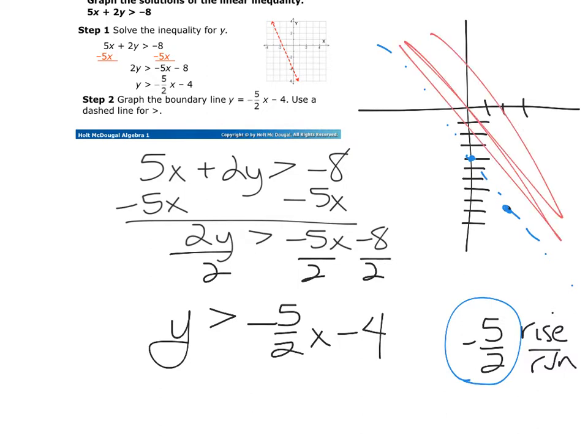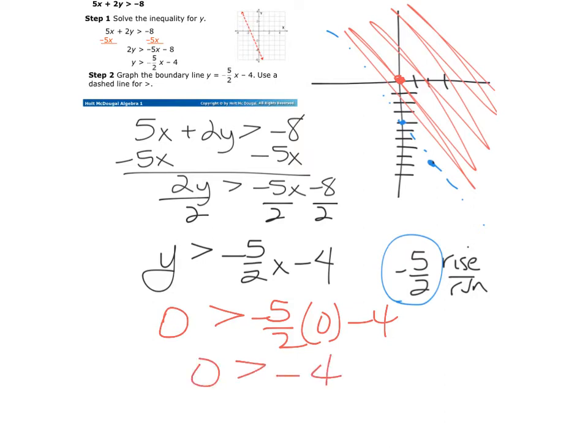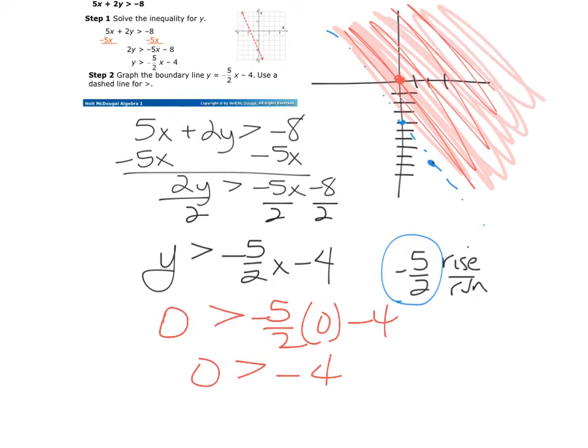So I'm going to shade up here. Now, again, let's pick an ordered pair to double check that we picked the correct side to shade. So I'm going to use 0, 0, because notice it's in my red area here. So 0, is it greater than negative 5 over 2 minus 4? This becomes a 0. So is 0 greater than negative 4? Yes, it is. So because I picked 0, 0 and it was in the shaded area, I was looking to get a true statement, and it was. So I graphed it correctly. Good so far?